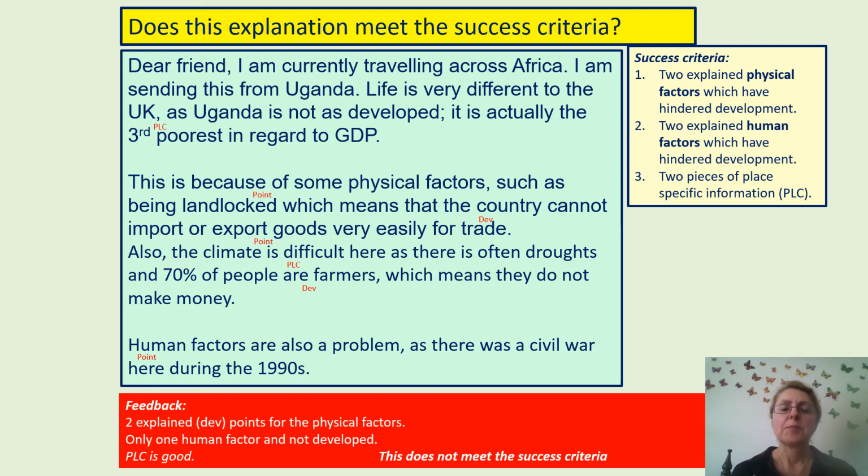Now go back and complete the writing activity on the previous slide. Once you've written your postcard, you have completed your work for this lesson. Well done.